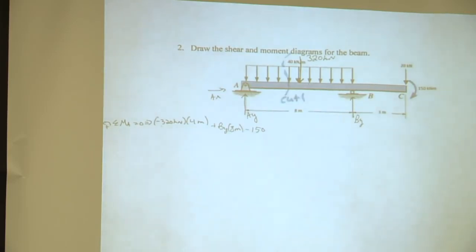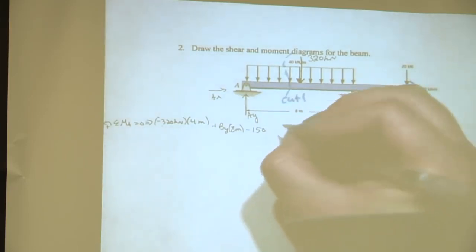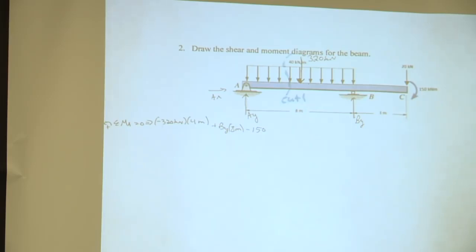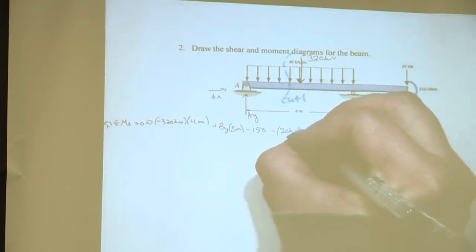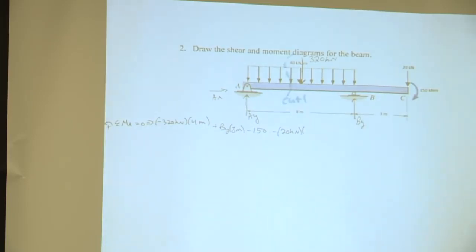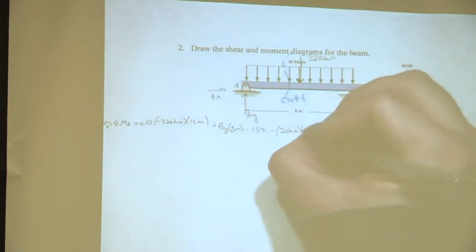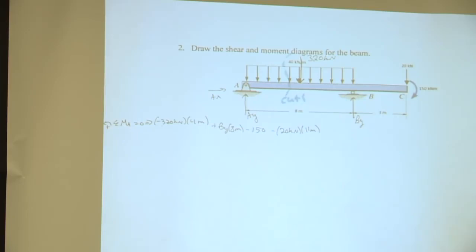Okay, now do we need to include anything else? Yeah, the 20 kilonewtons down. Okay, awesome. So we need to include the 20. Now, is it going to be positive or negative? Negative. And what is its perpendicular distance? Is it 11 meters? Awesome. So 11 meters. Now, is this all of our equation? Is it done? Yes.